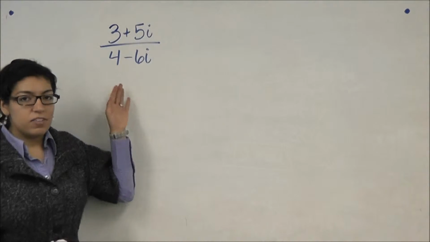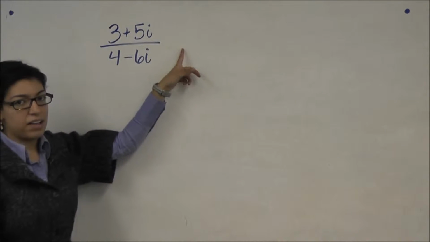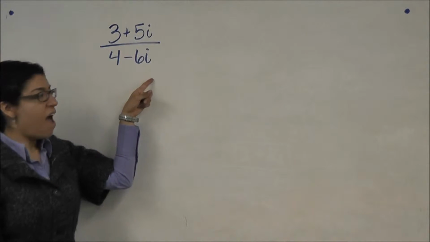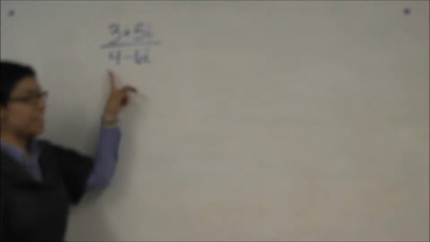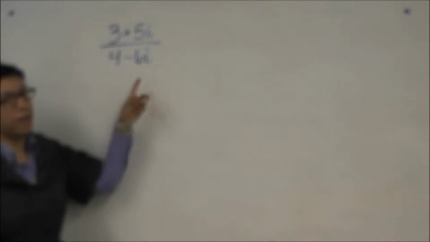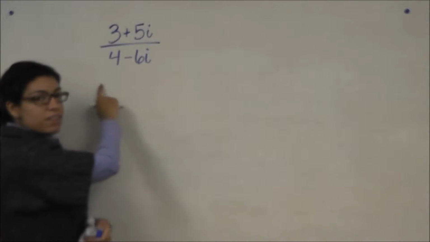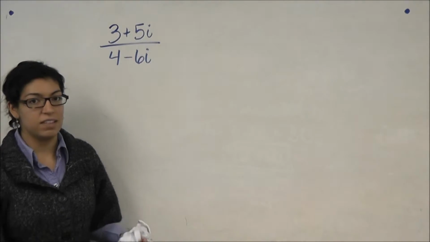So now I've got two complex numbers and I want to divide them. I have 3 plus 5i as my numerator and 4 minus 6i as my denominator. And this feels very wrong to me, because I have an irrational number in my denominator, which is not a good thing for math. So I'd really like to get rid of this complex number that's sitting in my denominator right now. We're going to do something called rationalizing the denominator.